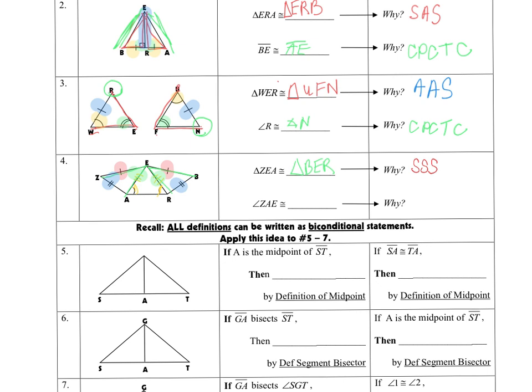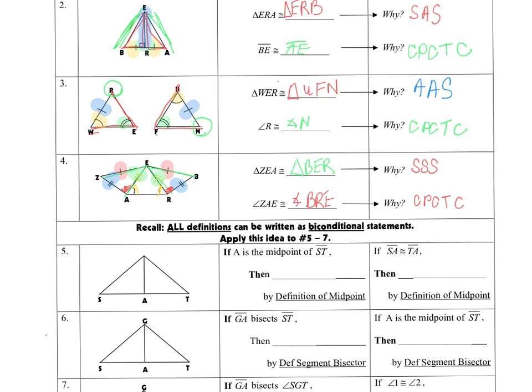If I look at angle ZAE, angle ZAE would be the angle right here, then that is going to be congruent to angle BRE right here. And that's corresponding parts of congruent triangles are congruent.